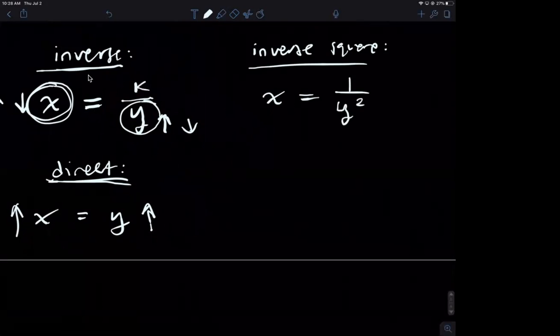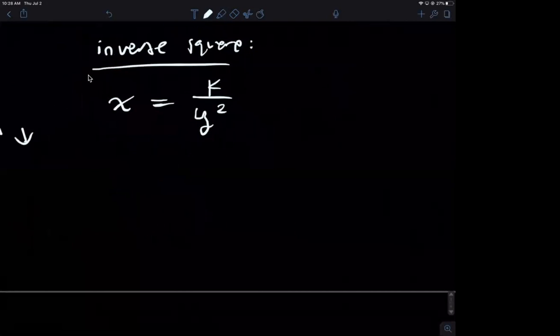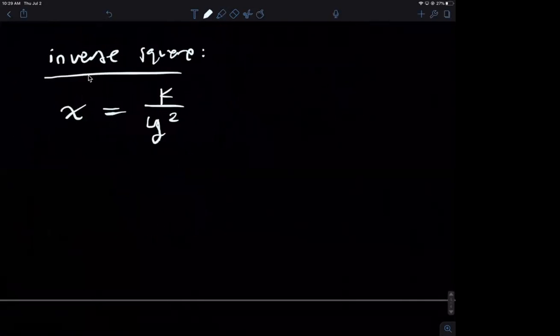Instead of 1, I'm just going to put k because that's supposed to be there. It's just some constant. It doesn't matter what it is. And this is all it means. It just means y gets bigger like in squares, so it pretty much means that x gets smaller a little more quickly, right?